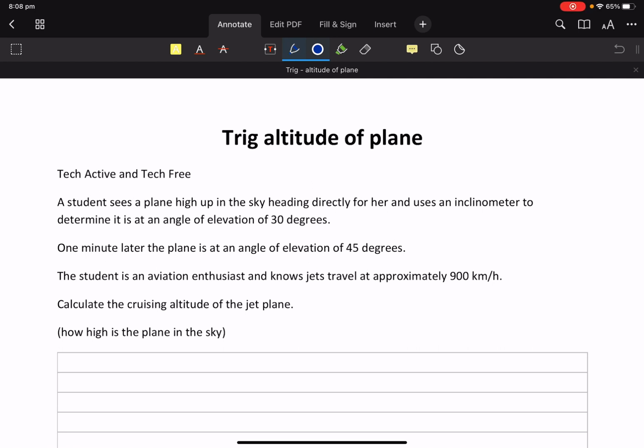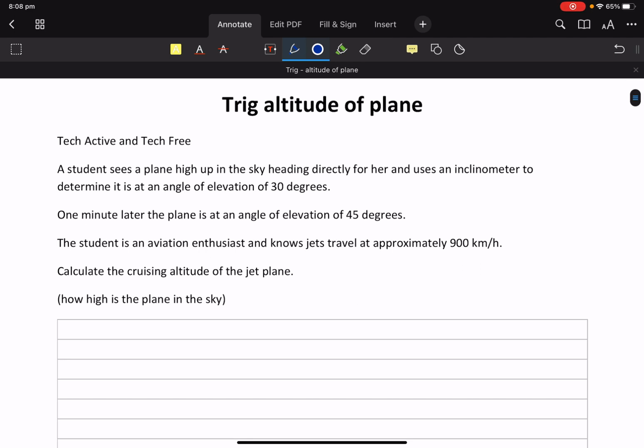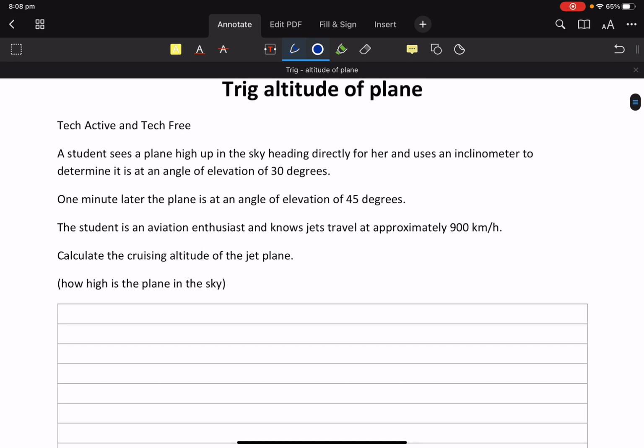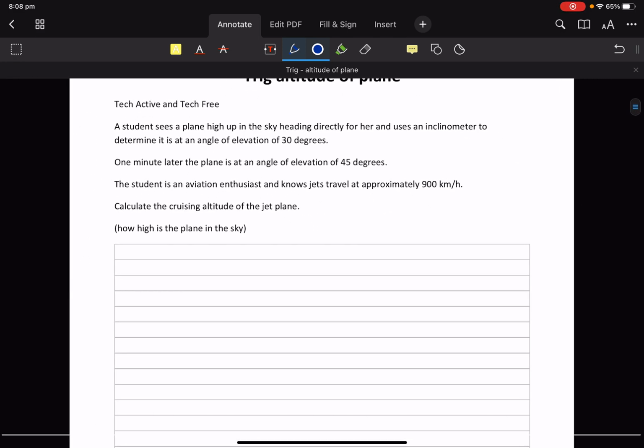So we'll do this one two ways, tech active and tech free, just so you have the different strategies depending on which test it is in. And clearly the first issue is getting a diagram from the words. So let's just say the plane's coming this way.